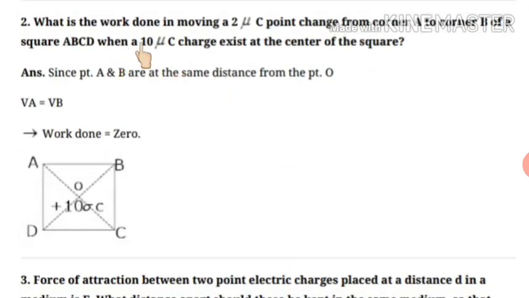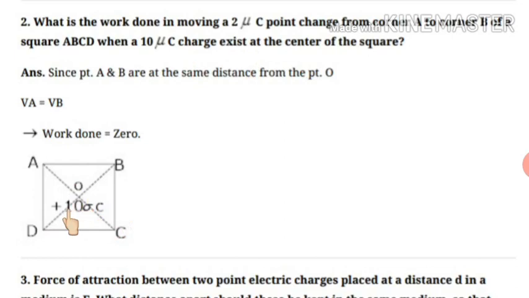what is the work done in moving a 2 microcoulomb point charge from corner A to corner B of a square ABCD when a 10 microcoulomb charge exists at the center of the square? Okay, now what is the equation? A square is there, ABCD is a square, at the center a 10 microcoulomb charge is there, it is micro, by mistake it is written sigma.